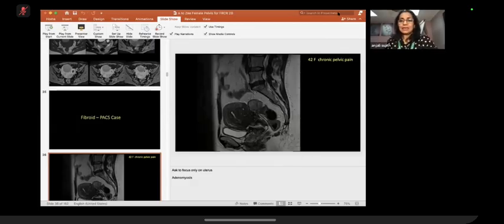So this is the case of a 42-year-old female with chronic pelvic pain. Now focus only on the uterus. Can you describe the uterine findings?